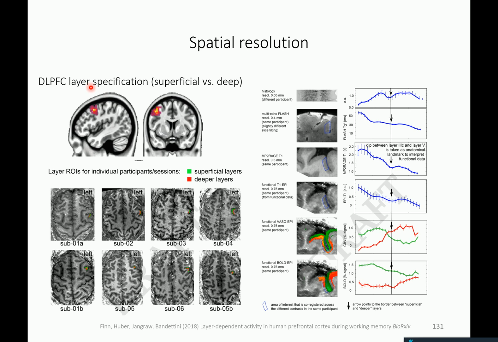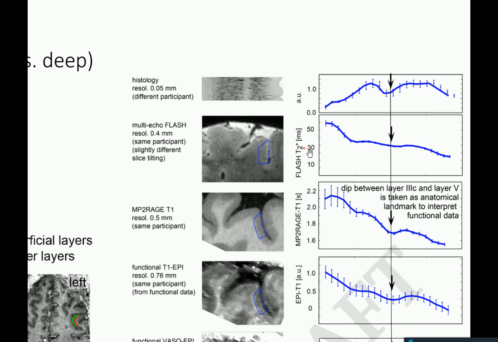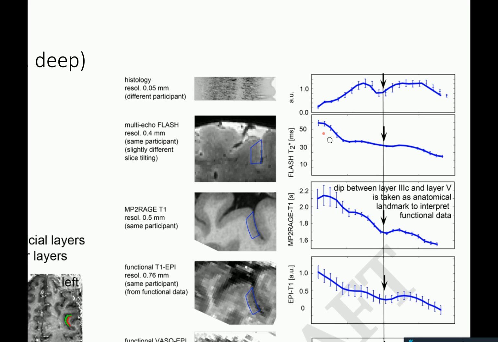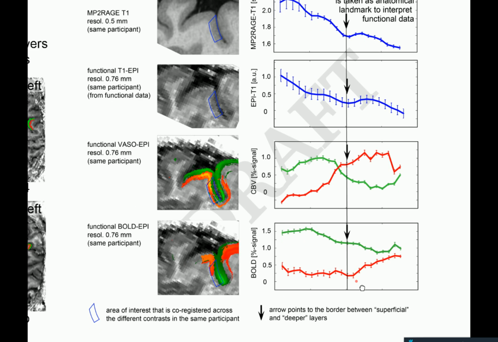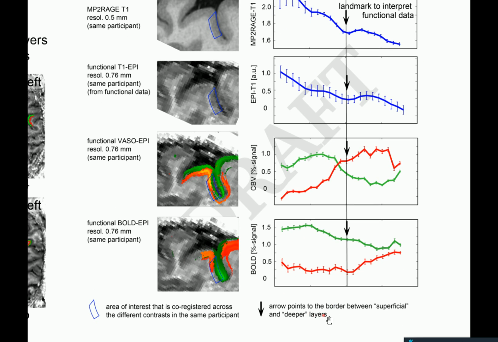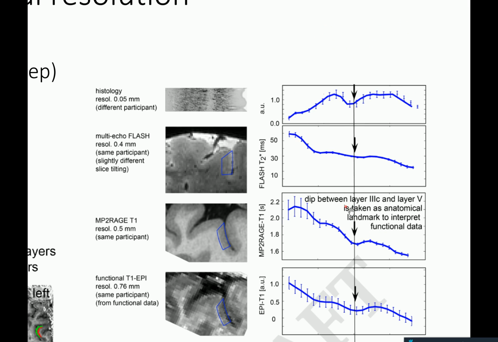So this is kind of the neuroanatomical functional work that went into that. Of course, if they want to do layer-specific stuff, they need to be able to dissociate superficial from deeper layers, and the way they do that is to rely on the fact that there's a border or a dip between superficial and deeper layers, which is due to the fact that there are fewer cell bodies, which you can see here quite clearly.